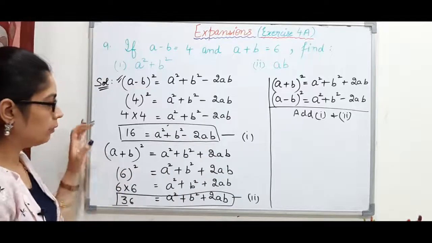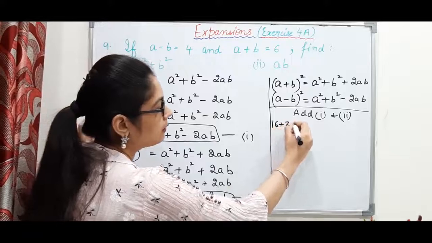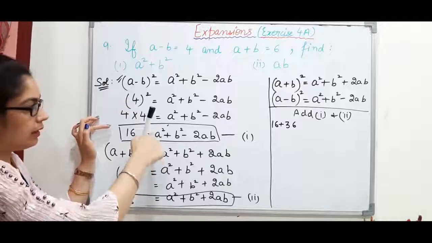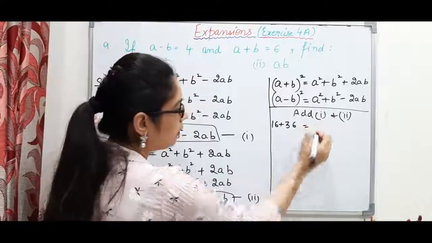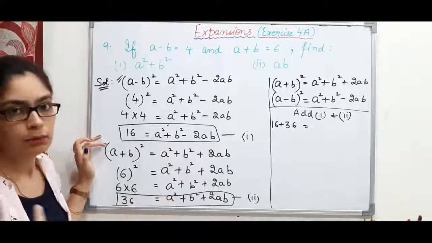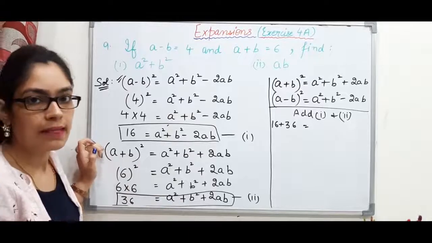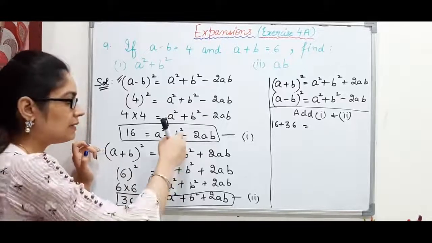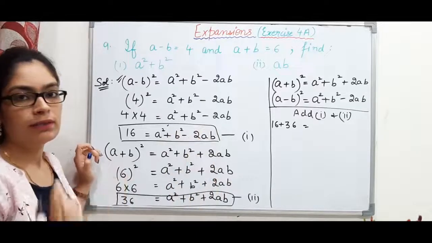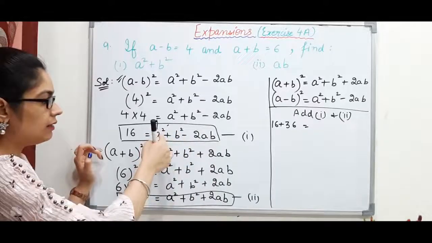So let's do it now. 16 plus 36. The left hand side you have to add with the left hand side. Equal to should be under equal to, and all the like terms only we can add. Like means a square and a square, these are the same, so we can add this. B square and b square are the same. 2ab and 2ab, so same terms we can add. B square we cannot add to a square. So accordingly we have to do.